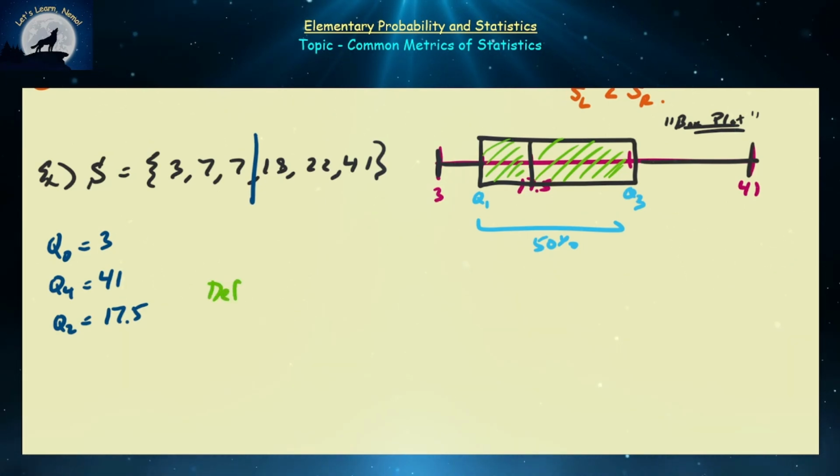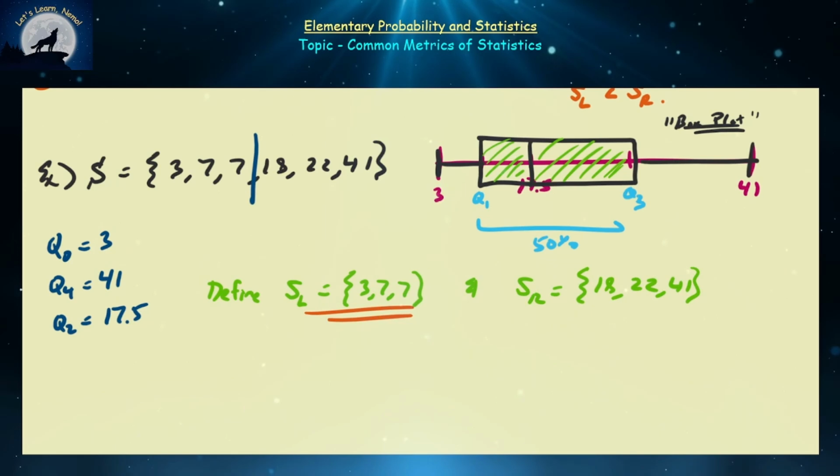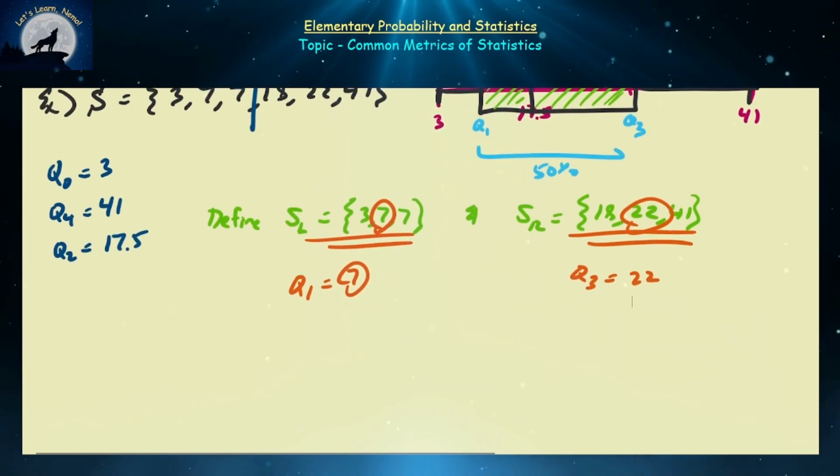So what we're going to do is define SL to be equal to 3, 7, and 7, and define SR to be equal to 18, 22, and 41. Then we find the median of this set and the median of this set, and define them to be Q1 and Q3. So Q1 will be equal to the median of this set, which is 7, and Q3 will be equal to the median of this set. In this case, that's going to be equal to 22. So once we have Q1 and Q3, we have what we call our inner quartiles.